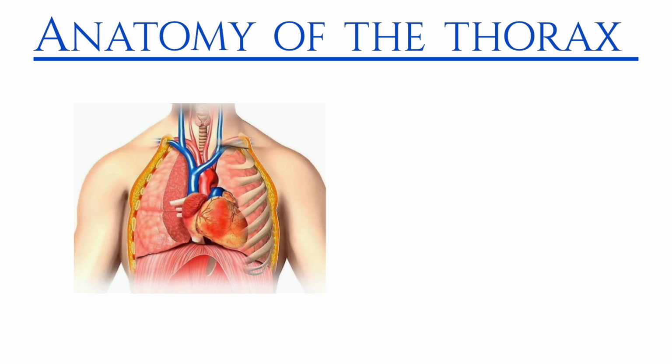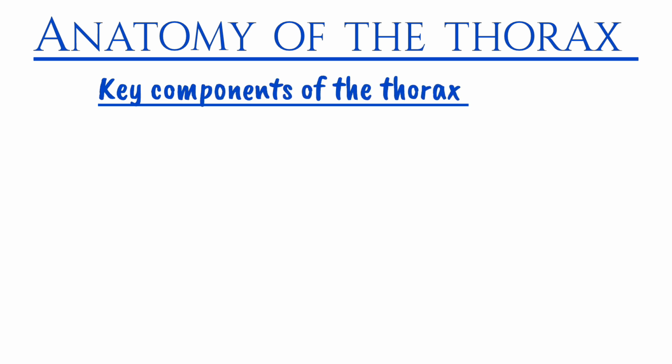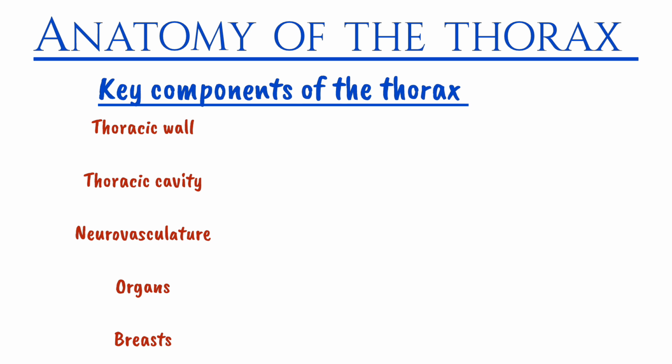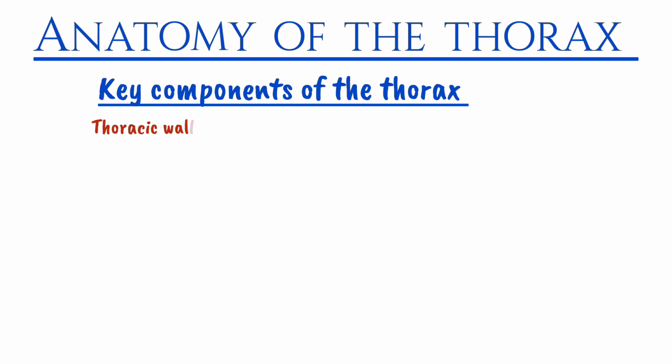So let's start with the key components of the thorax. The thorax can be divided into the following components: the thoracic wall, the thoracic cavity, the neurovasculature, the organs, and the breast. Each of these elements plays a significant role in supporting the physiological function of the thorax. So let's start with the first one, which is the thoracic wall.